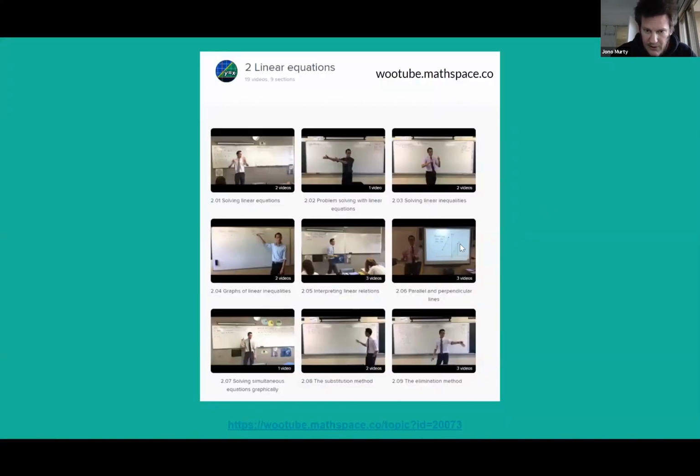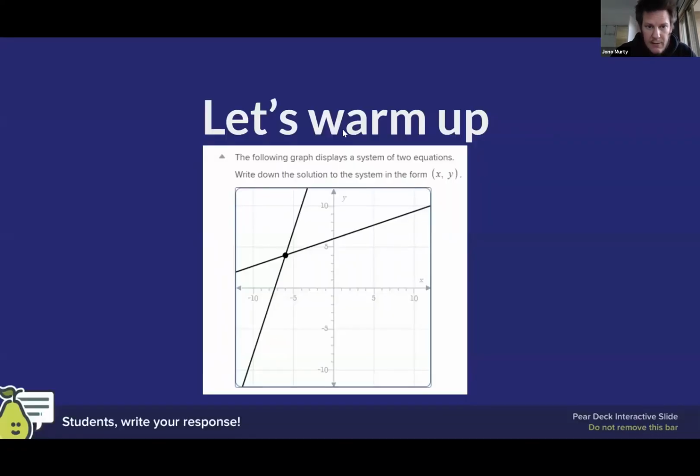So we'll be doing these three down the bottom today. Okay, let's warm up. Here's just the graphs of two linear equations on a number plane. What is the solution to the system? As in, which values of x and y will make these two equations equal?